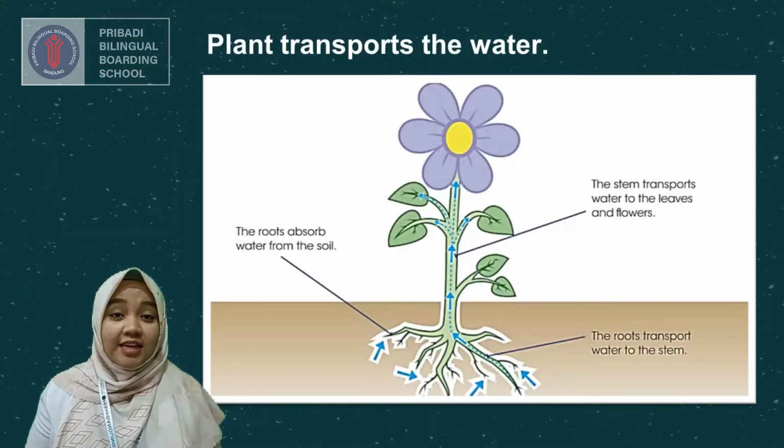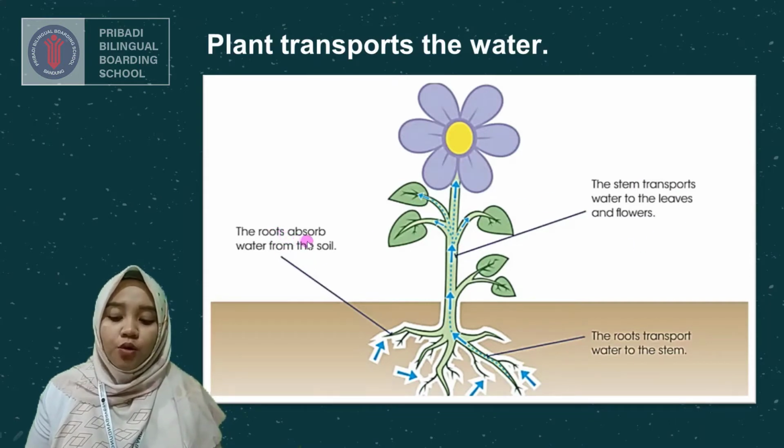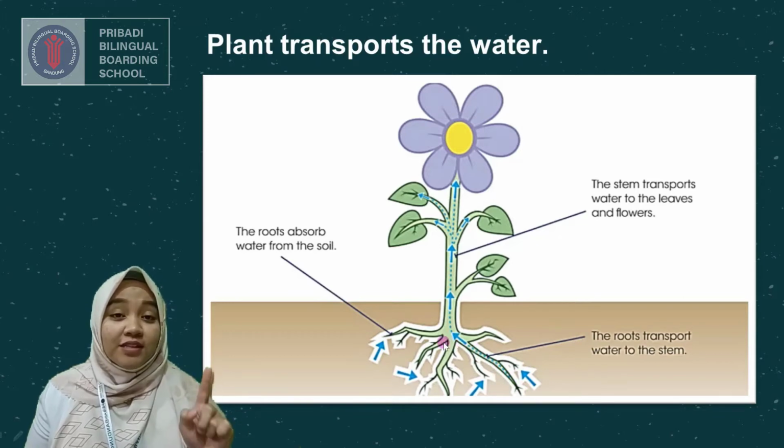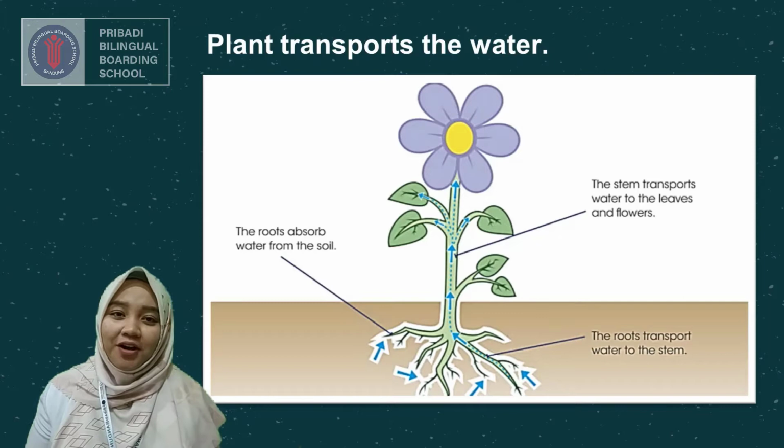Now, let's see how the plant transports the water. It starts with the roots. They absorb water from the soil. And then, the water from the soil is transported by the roots to the stem. And by the stem, the water is again transported and distributed to the leaves and also the flowers. That's how the plant transports the water.